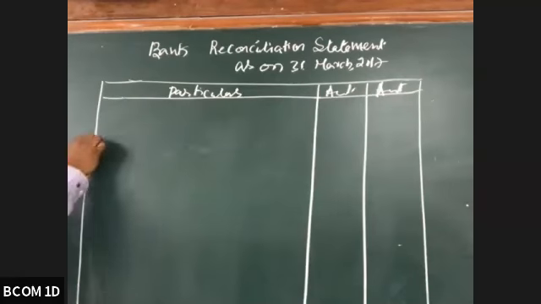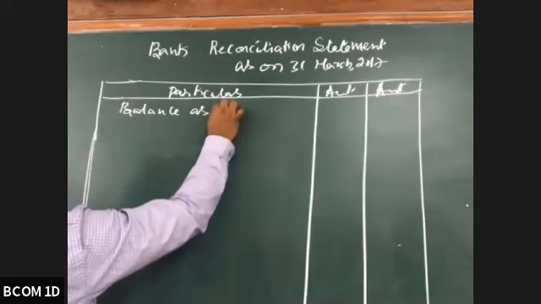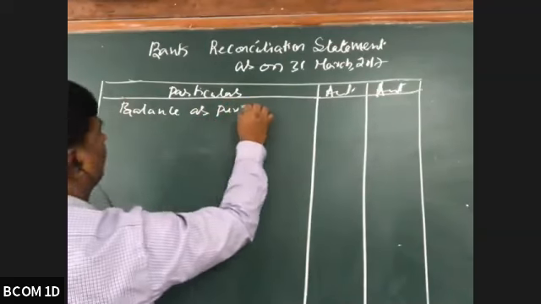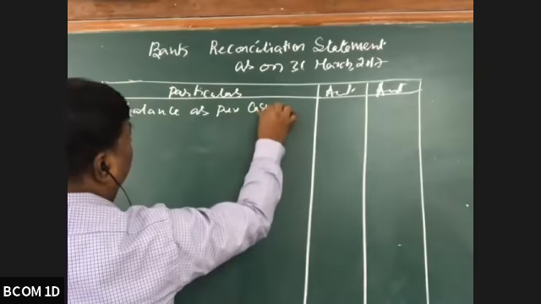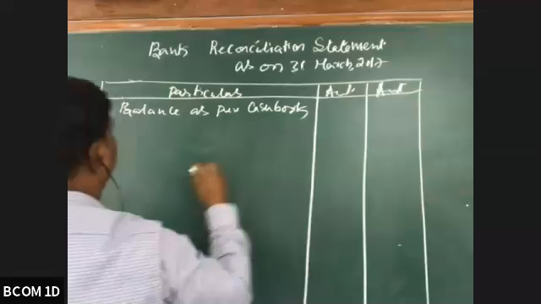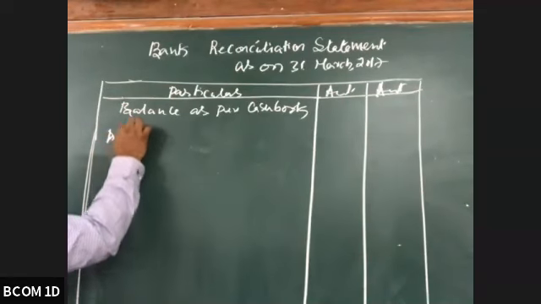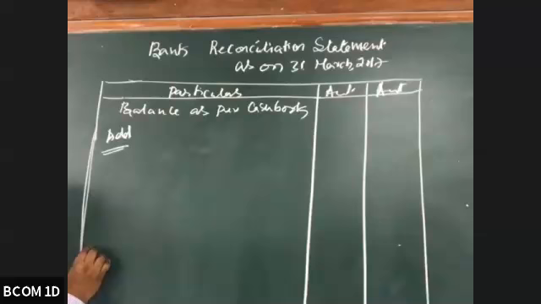Sir, you are doing this in which method, sir? Add and minus. Balance as per cash book or passbook. Fifth problem, problem number 5. Cash book, right? Add items we will take here, then less items we will take here. Okay, add and less, right?